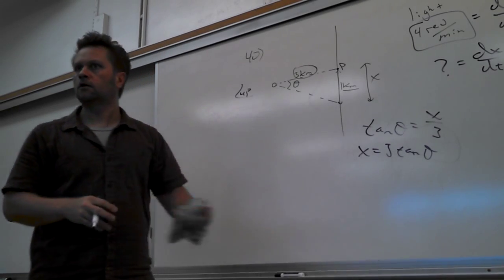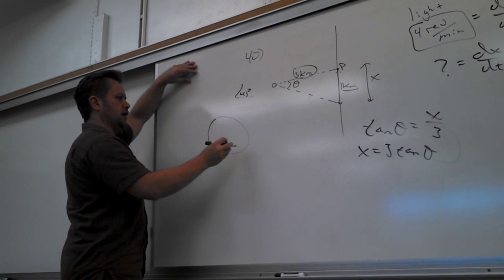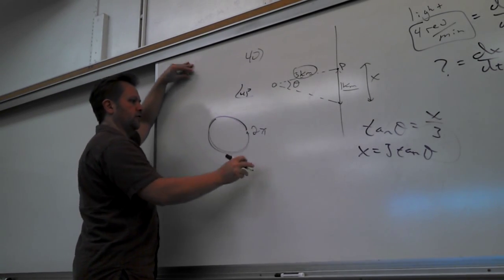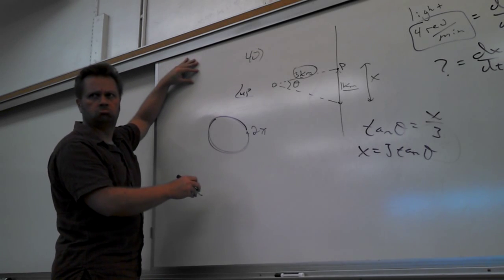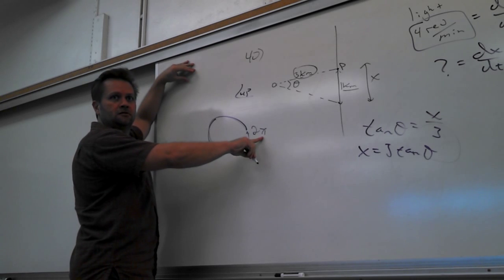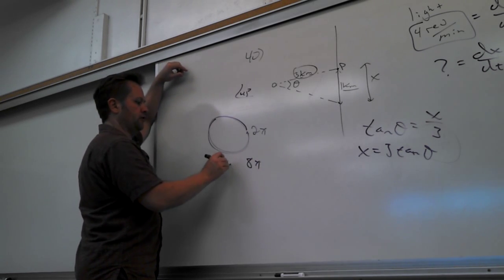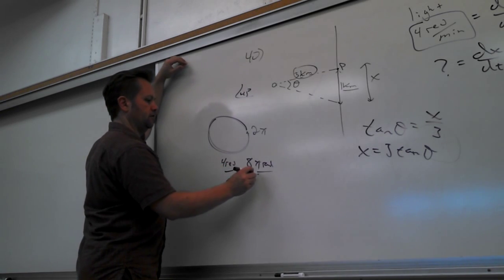So how would you change 4 full 360-degree turns? What's 1 revolution? How many radians is 1 revolution? 2 pi. So how many radians is 4 revolutions? 1 is 2 pi, 2 is 4 pi, so 4 is 8 pi. So 4 revolutions equals 8 pi radians. So 4 revolutions per minute is 8 pi radians per minute.